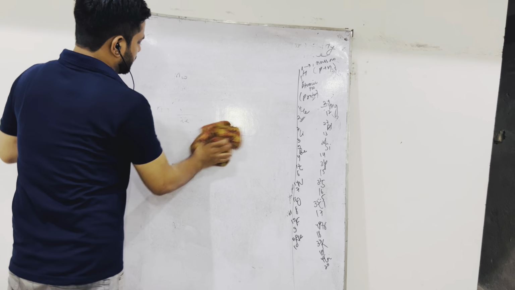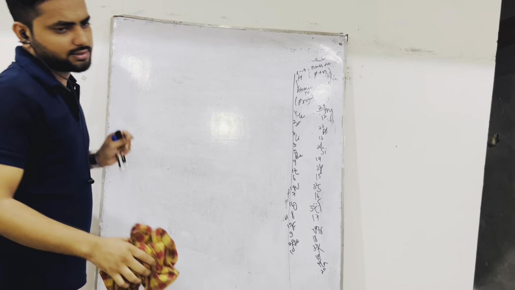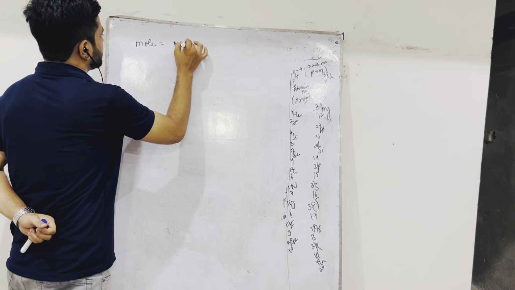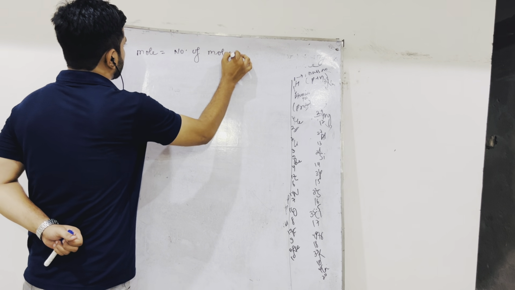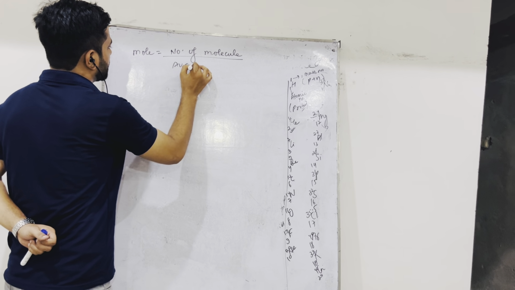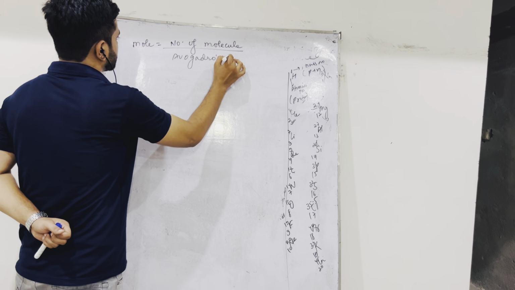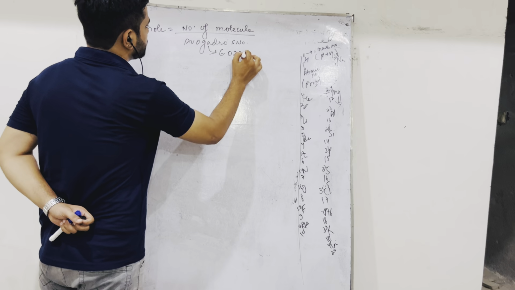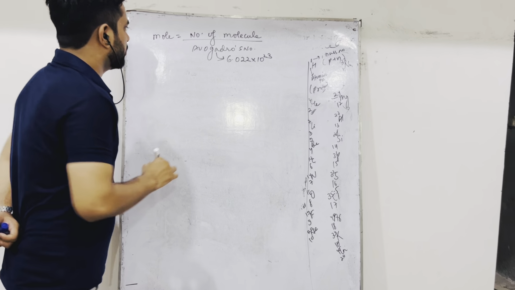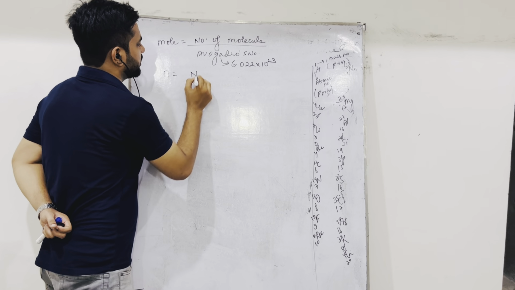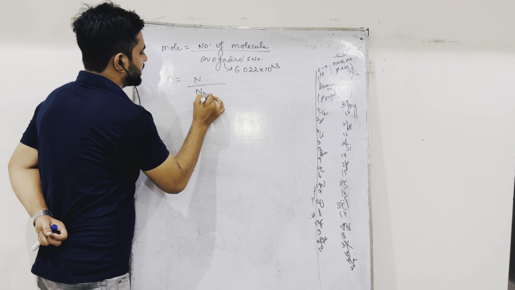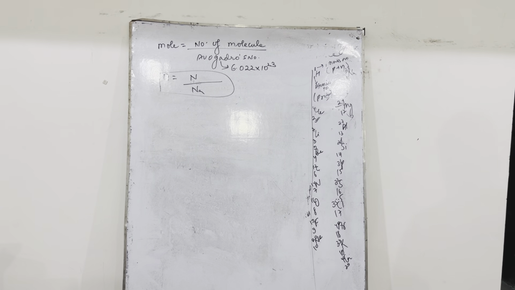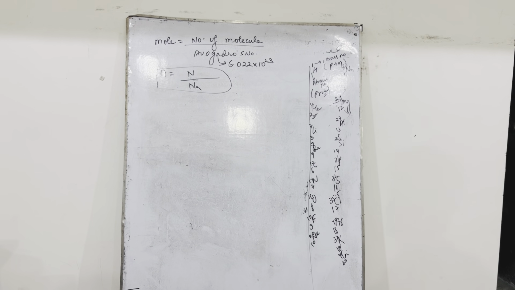Only 3 formulas exist to find the mole. And what is it? Mole is equal to number of molecule upon Avogadro's number. What is Avogadro's number? Avogadro's number is 6.022 into 10 power 23. Mole is equal to n, number of molecule is equal to N, and Avogadro's number is NA. Mole is equal to N upon NA, that is number of molecule upon Avogadro's number.